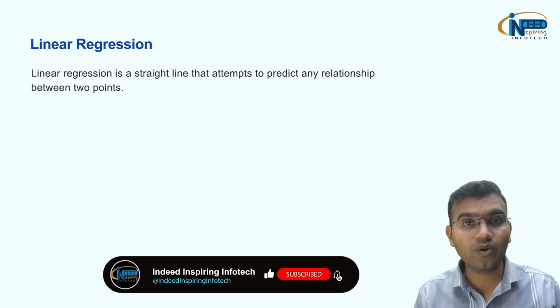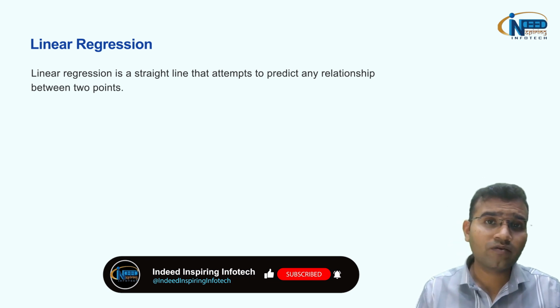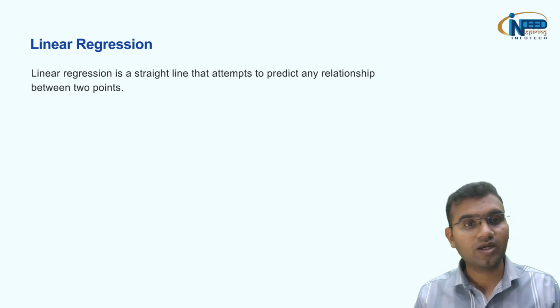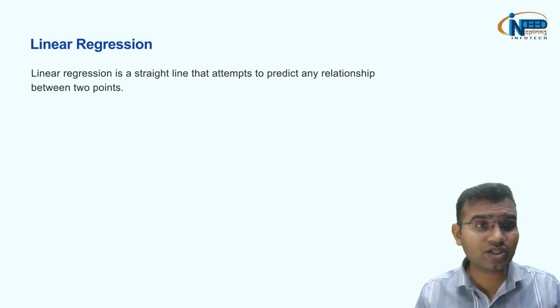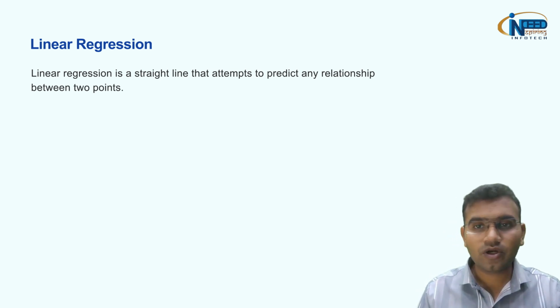So basically, if you know the speed of a vehicle, will speed help you to determine the time taken by that vehicle to reach a particular distance? The answer is yes. So that is what a linear relationship talks about: a straight line that attempts to predict the relationship between two points.